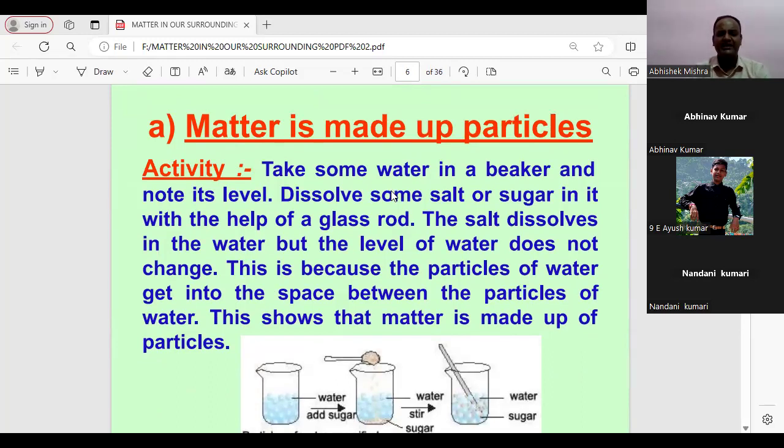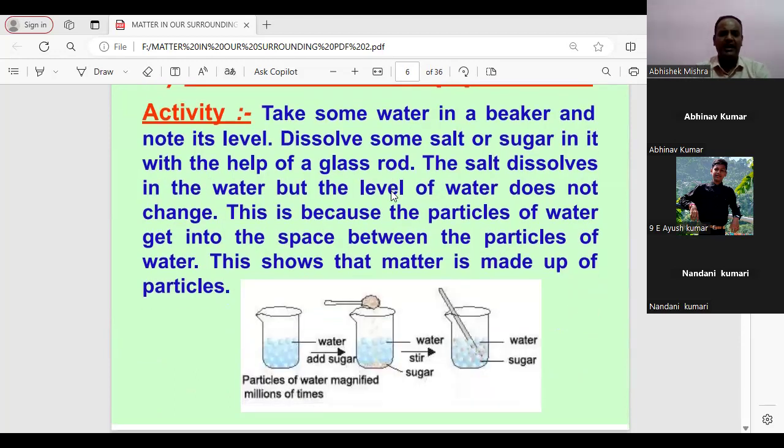Now let us see this activity. Here we have to take some water in a beaker and note the level of it. We first dissolve some salt, or even sugar, in it with the help of a glass rod. The salt dissolves in the water, or if we use sugar, the sugar also gets dissolved, but the level of the water is not changing. This is the key point in this activity.